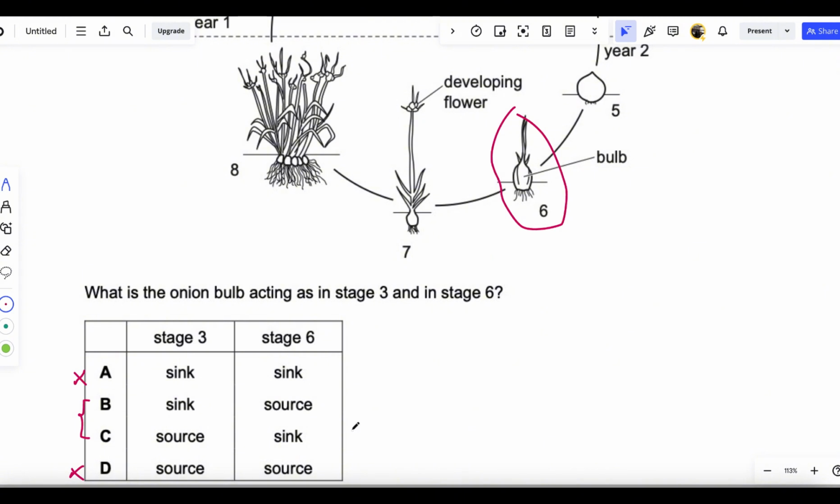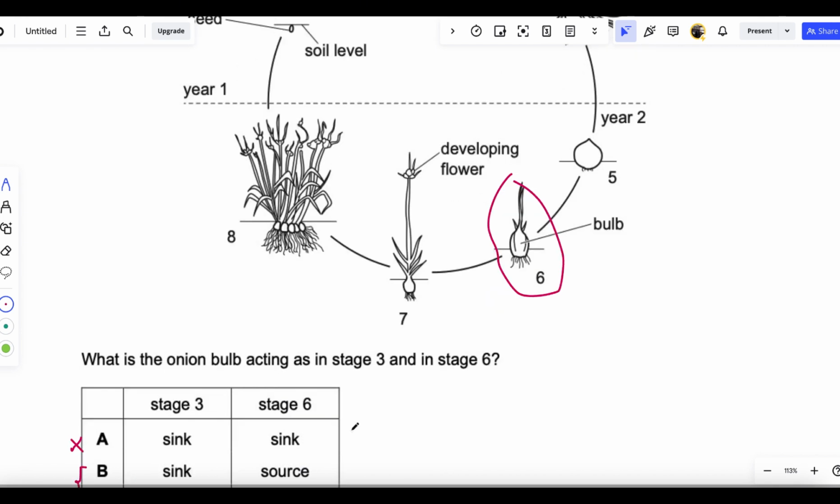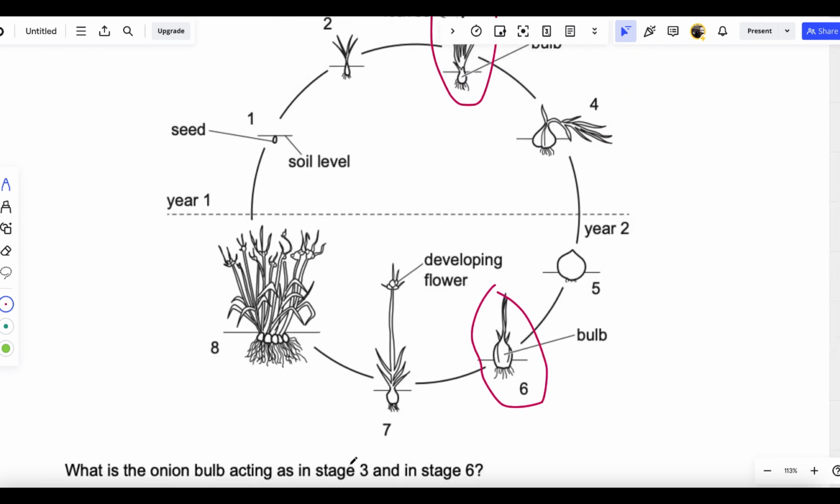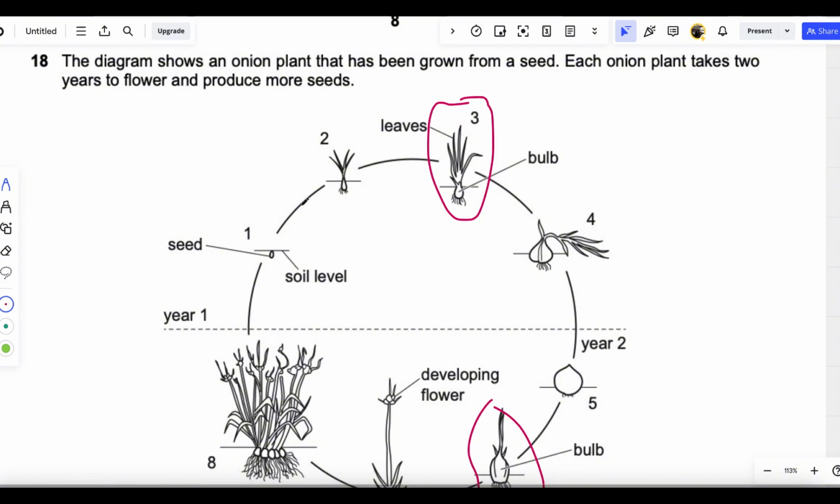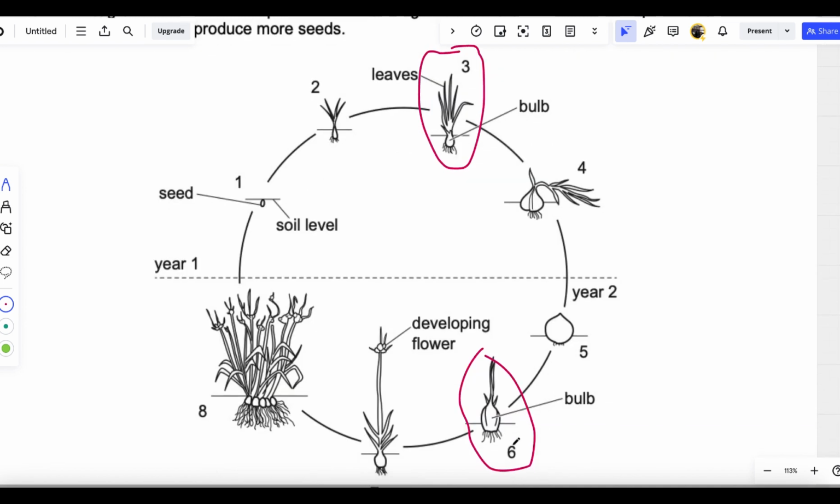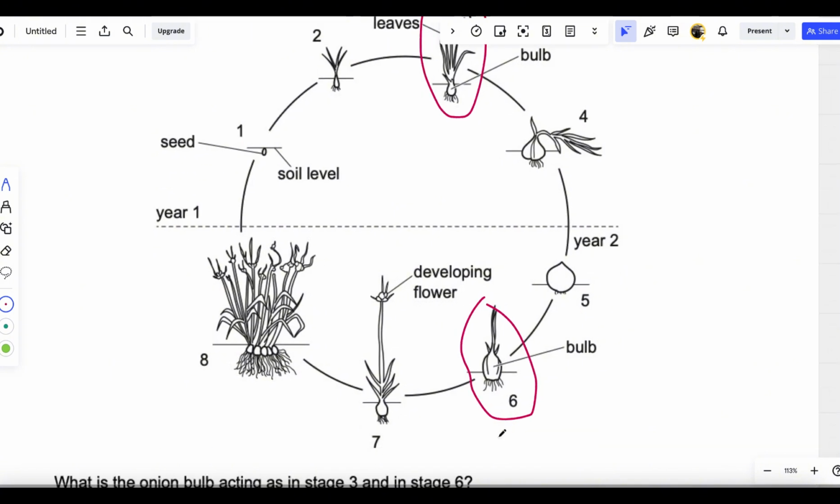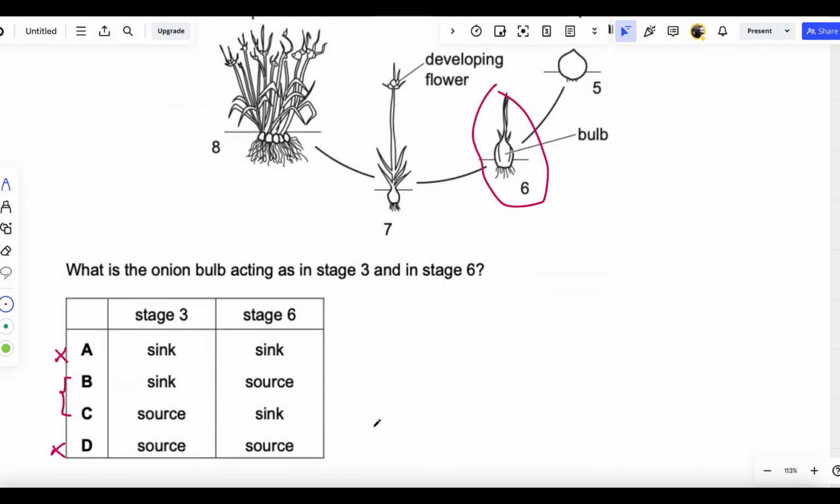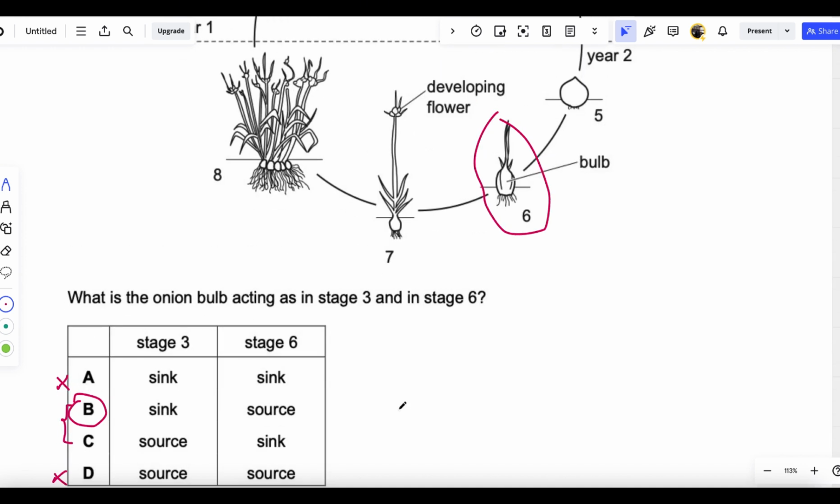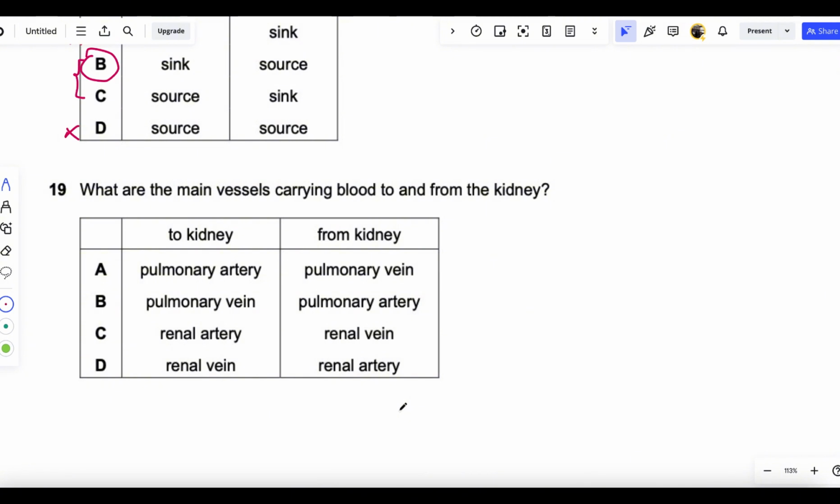So, let's see stage 3 again. It has leaf already, right? So this is the point of usage. It has leaf. But here the leaves are just growing. Okay? So this is the point of manufacture. This is the point of manufacture. So this is the point of usage. So the answer is sink and source, B. Is that okay? So we move to the next question to save time.